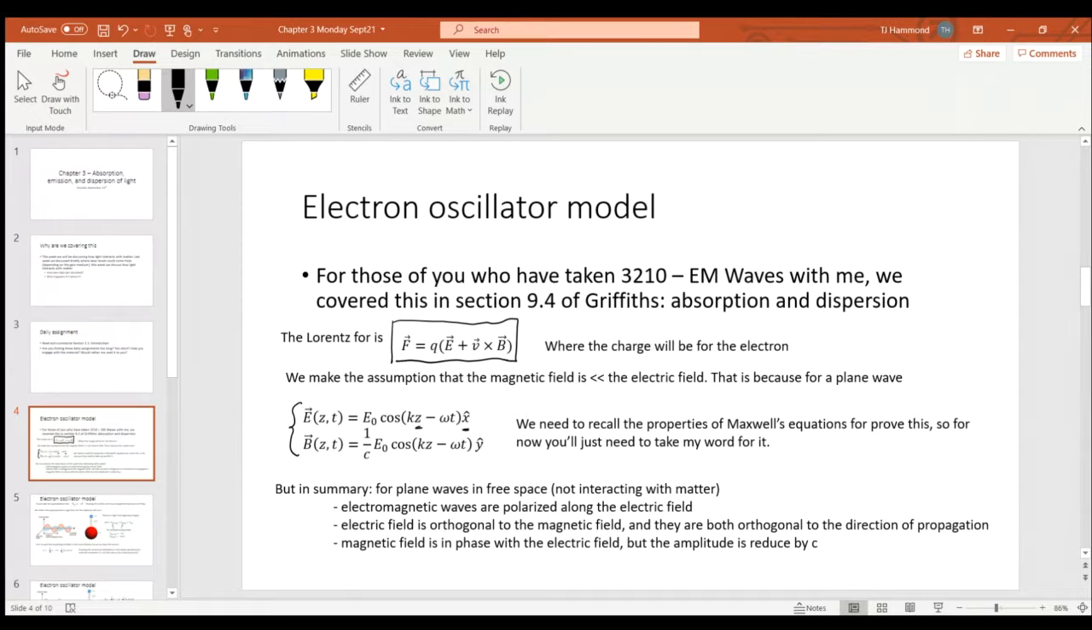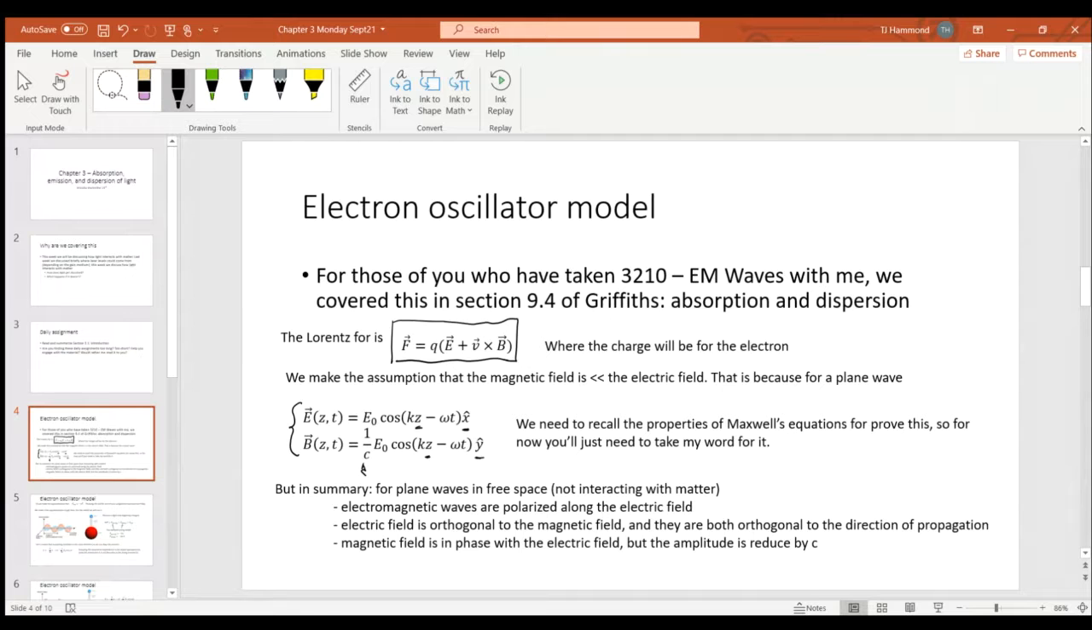It doesn't matter if it's polarized in the x or the y direction, but it's polarized orthogonally to the direction of propagation. And the magnetic field is also the same thing. It has the same phase, so it's also cos of kz minus omega t, but it's polarized orthogonally to the electric field, and it is also polarized orthogonally to the direction of propagation. But notice this key thing here is that the magnitude of the magnetic field is 1 over c times whatever you have for the electric field.